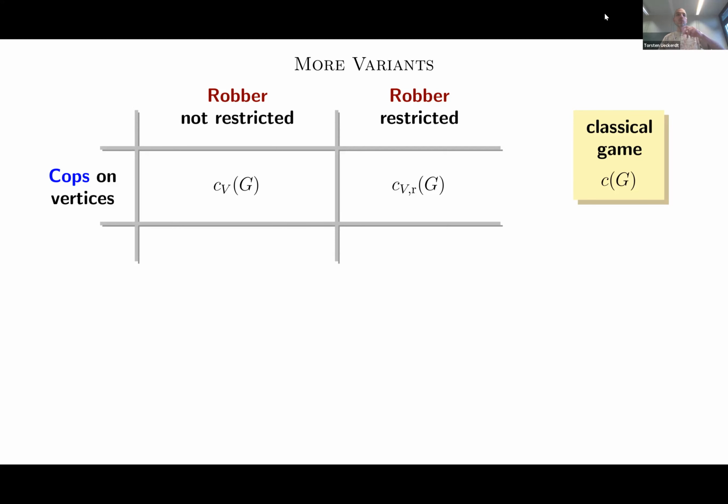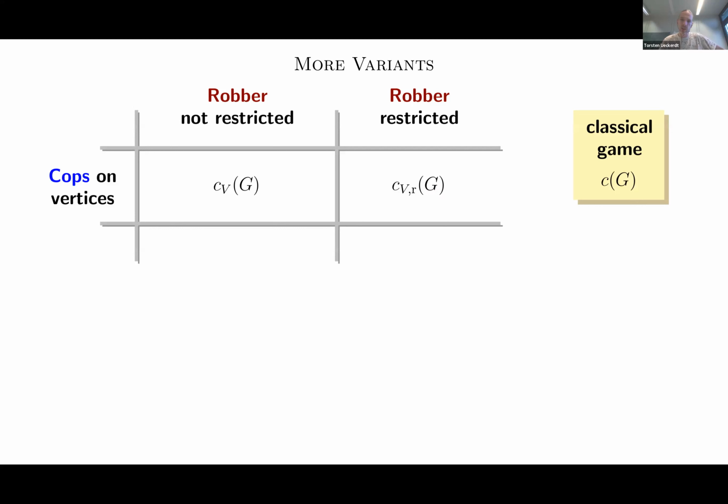So we already saw 3 games. The classical game, the vertex variant in surround mode, and the restricted vertex variant in surround mode, and then there's going to be more. But let's first talk a little bit about the 3 variants that we've seen so far. What I'm particularly interested in is comparing these variants. They are not always the same.